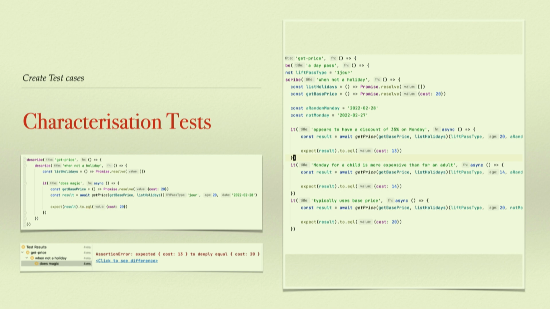I go to the next test case. I'll just use a Monday for a kid. And I learned that a kid on Monday is more expensive than an adult. Didn't see this when looking at the code myself. I add one test case at a time, looking also at the coverage and trying to cover test cases where I want to go.